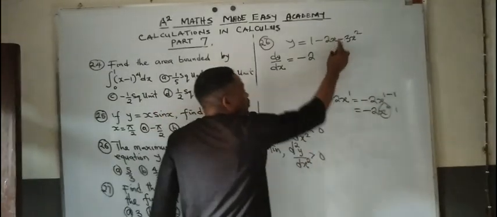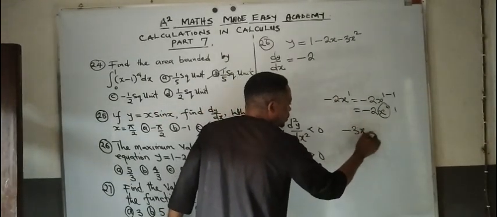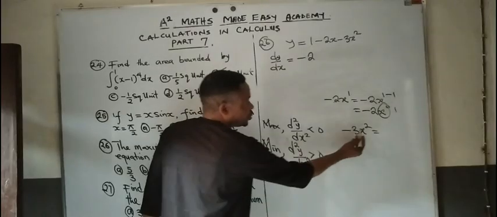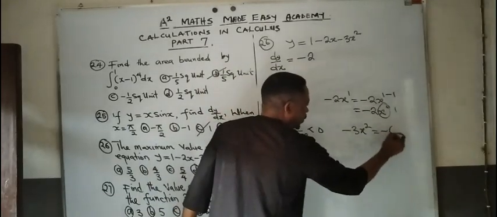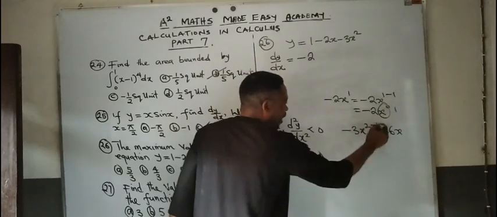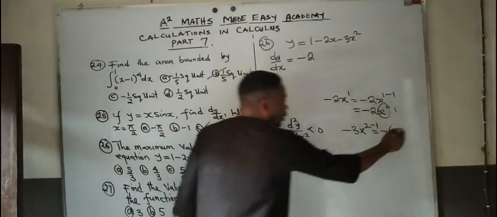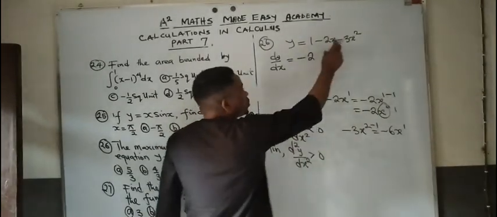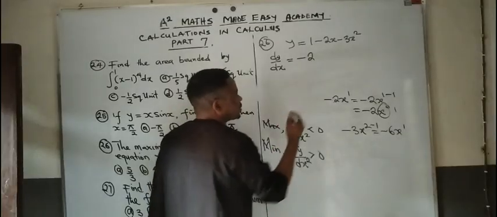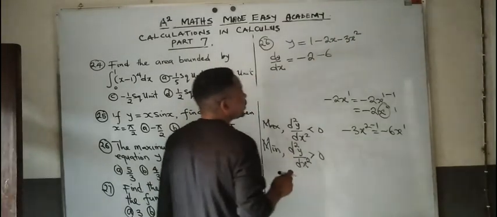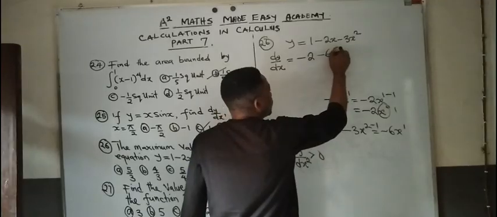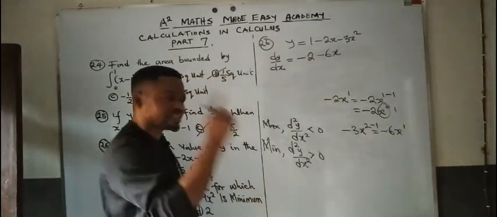So the next thing we have to differentiate is minus 3x squared. Now what do we do? Use the power to multiply. 2 times minus 3 will give me minus 6x, right? Then subtract the power by 1, it will give me 1. So if we differentiate minus 3x squared, the result is minus 6x. Do you understand? That is the first thing.